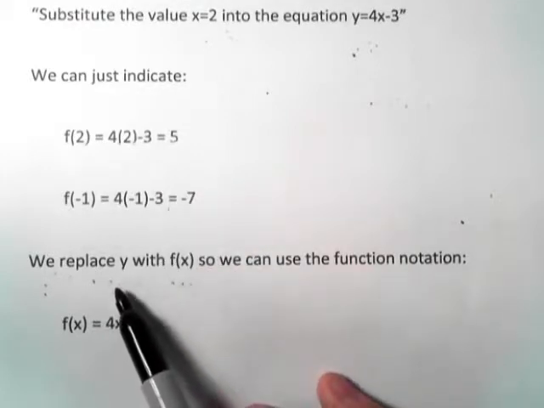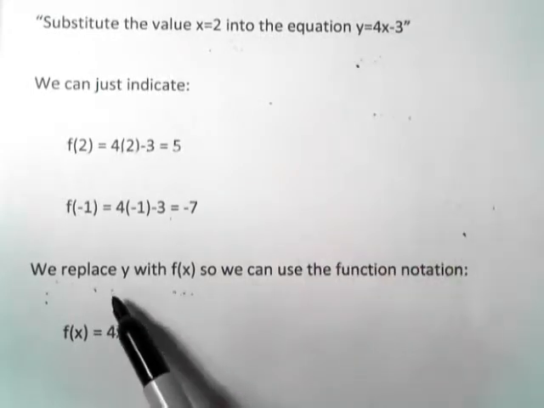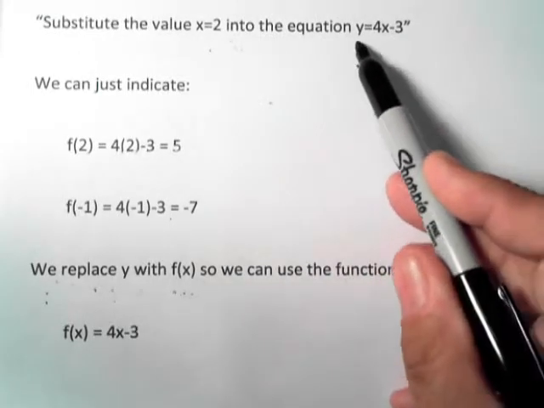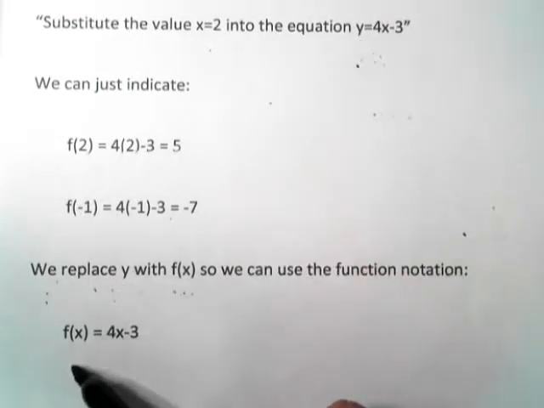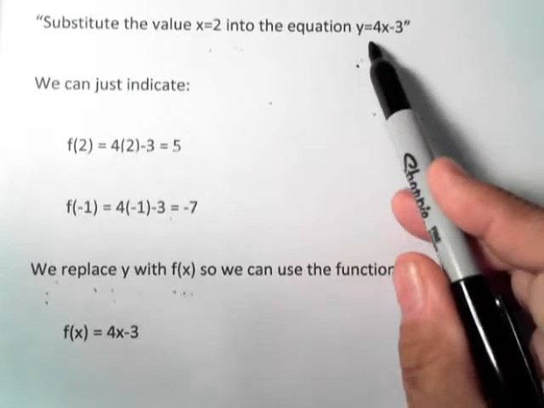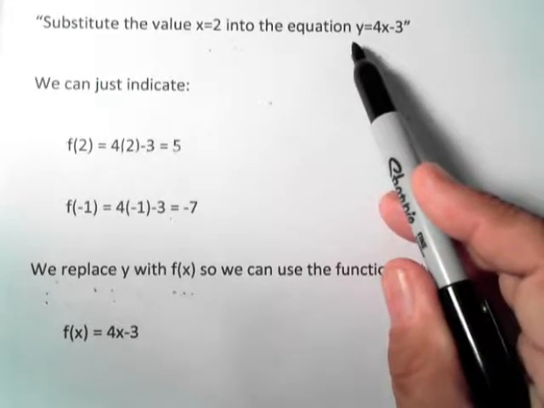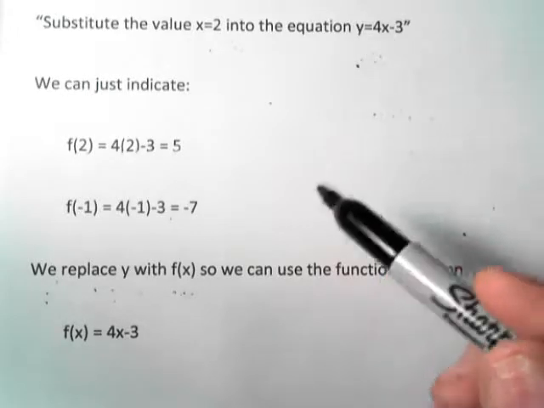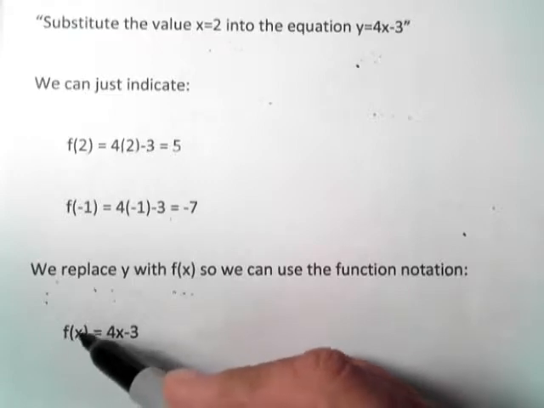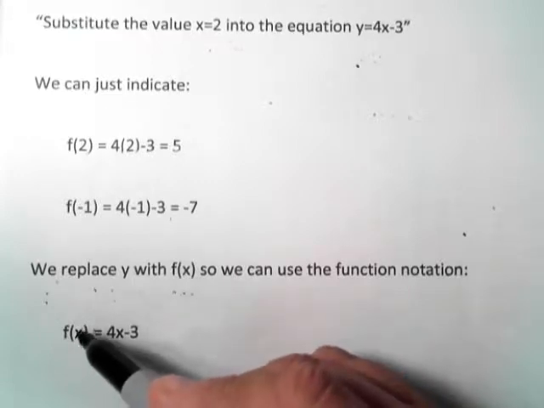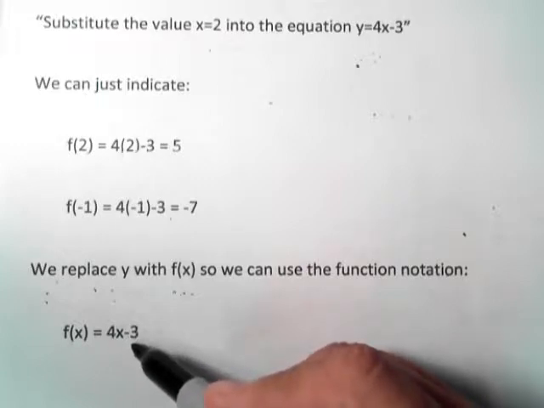What we do in the original equation, remember we had it up here, y equals, we replace the y with f of x. So I take this original equation and write it f of x equals 4x minus 3. Everything on the right side stays the same. All we're doing is replacing the y with f of x. Now, if what we see in the parentheses behind the f happens to be the variable, then we just leave the variable in the equation.